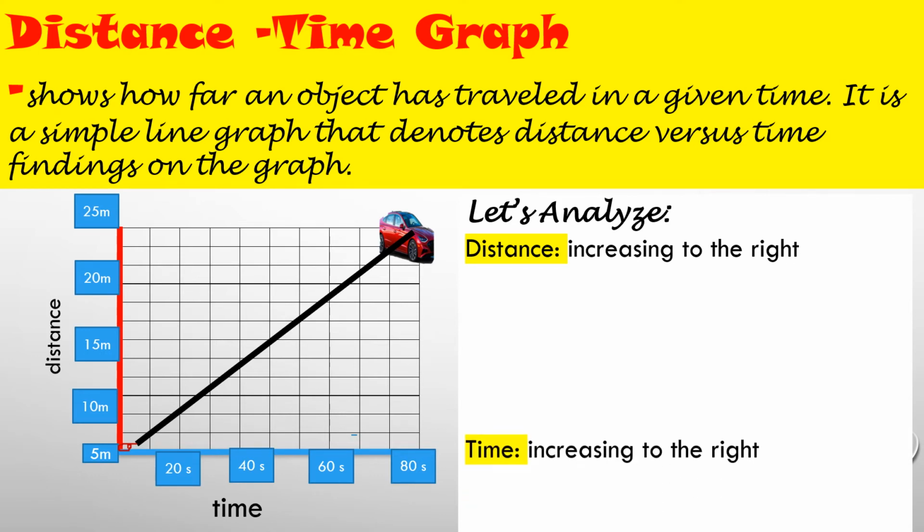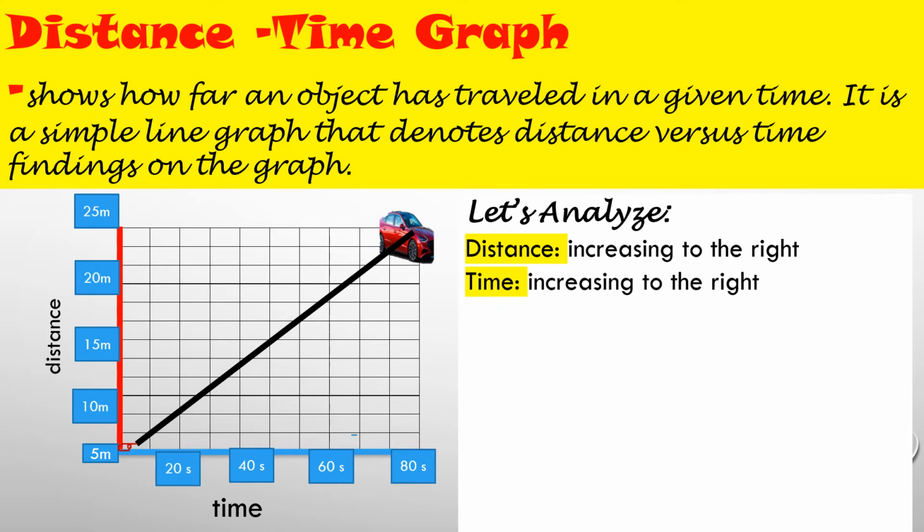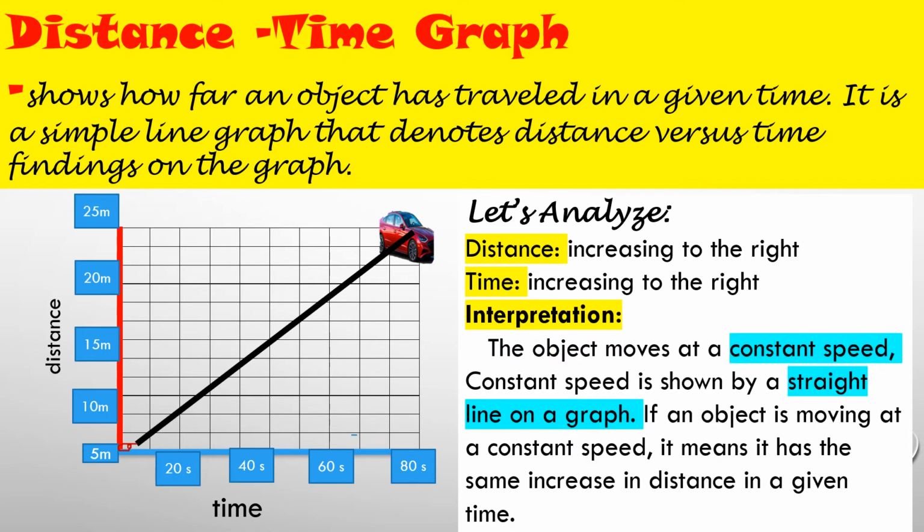Nag-increase din po. Okay. Nag-increase going to the right. So, therefore, if we're going to interpret this one, this car is traveling at constant speed. Okay? Bakit natin nasabi na constant speed? Because of the straight line. Ito yun, on the graph. Kung sinabi natin constant, hindi nagbabago. Okay? So, whatever, kung siya ay 80 seconds, the same speed pa rin yung motion niya.